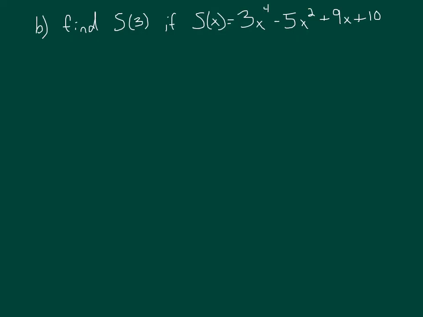Alright, so you all try this one, letter B. Find S of 3 for S of x equal 3x to the 4th minus 5x squared plus 9x plus 10. Find S of 3 for that. Now, a little caution, 3x to the 4th, 5x squared. What are we missing? We're missing the x cubed term. If you're ever missing a term, you must account for it. So try this one on your own. Pause the video and try it.